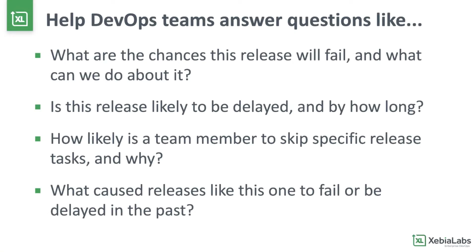The Risk Prediction module helps DevOps teams answer questions like, what are the chances that a release will fail or be delayed? How likely is it that a team member will skip certain release tasks? And what caused releases like this one to fail in the past? The Risk Prediction module helps DevOps teams figure out what they can do about failures and delays today, so their next release will run more smoothly.